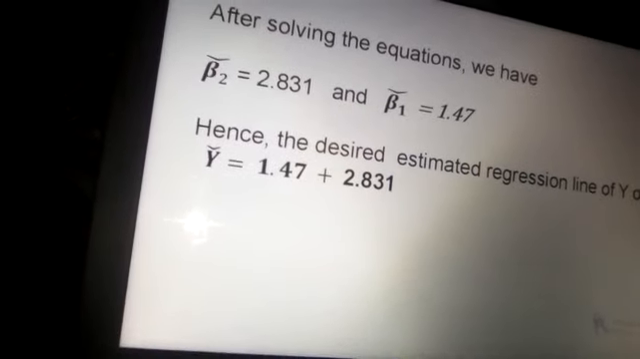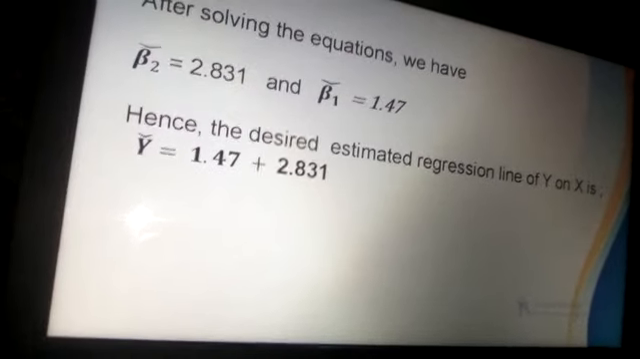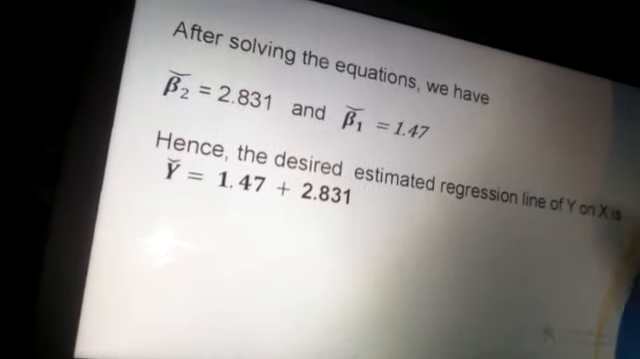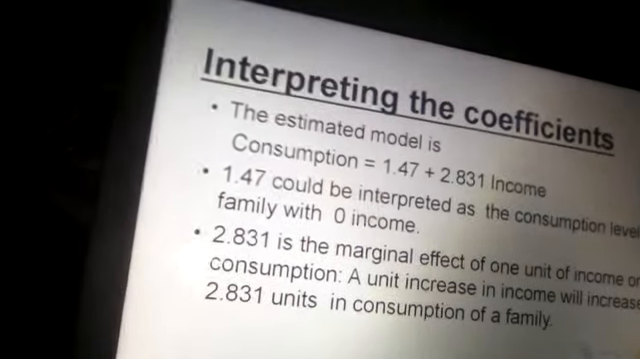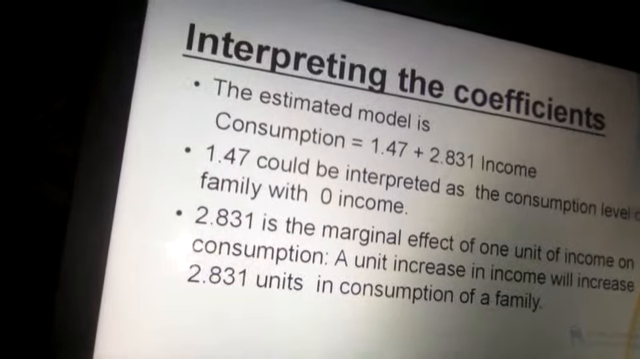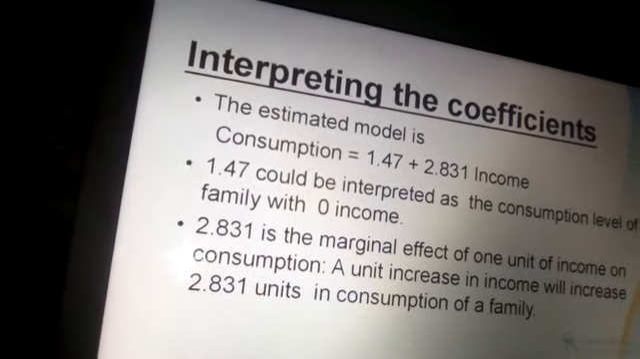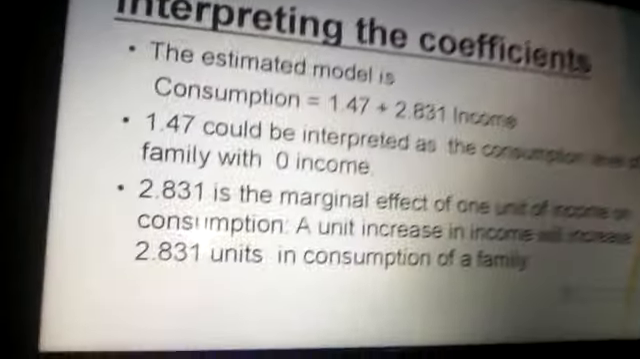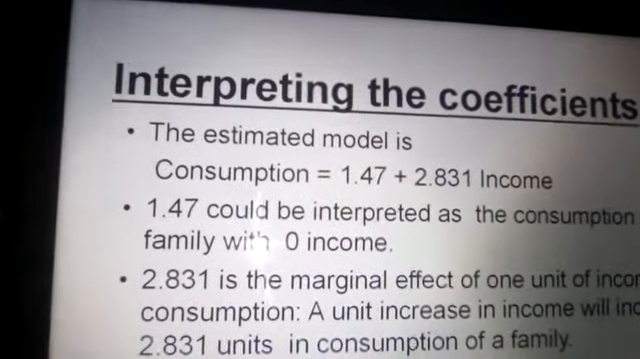Now it is always asked in the papers that you have to interpret the values of beta 1 and beta 2 here. You will write x here as well. So the estimated model is consumption, as y was the consumption. Consumption is equal to 1.47 plus 2.831 income, as x was the income.